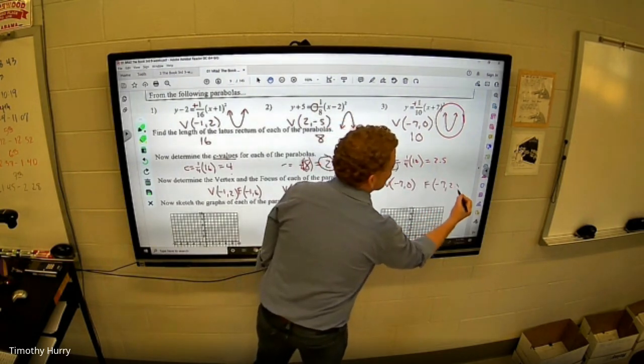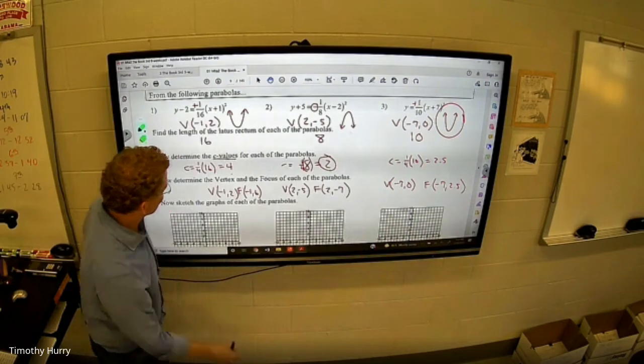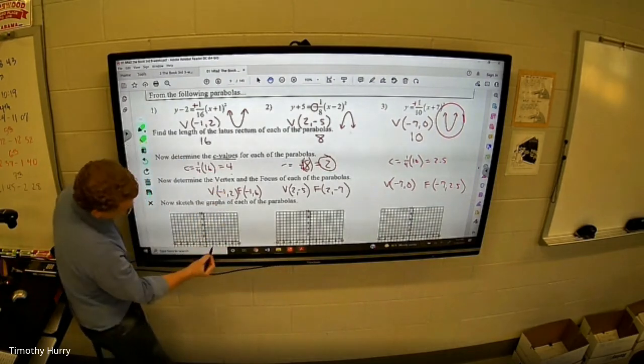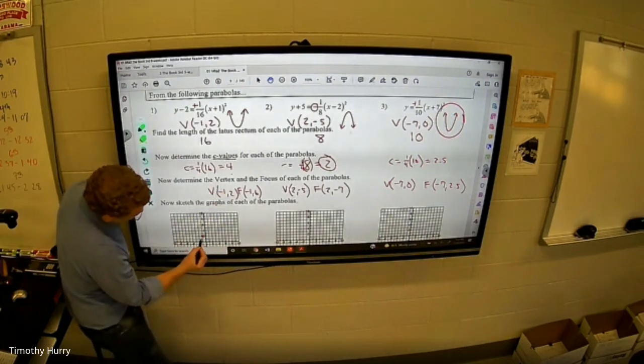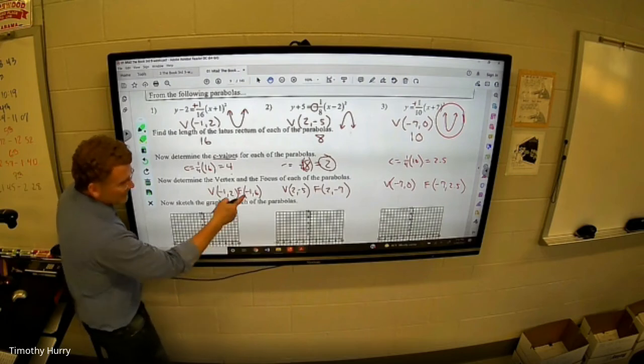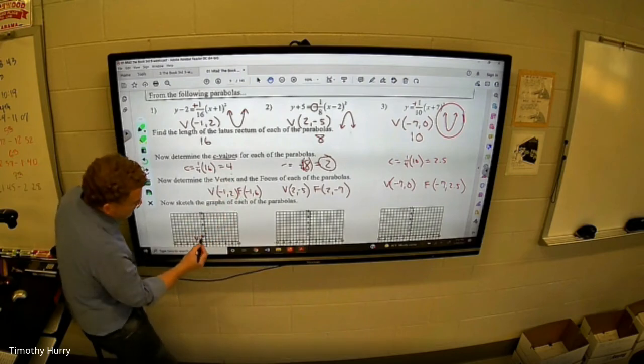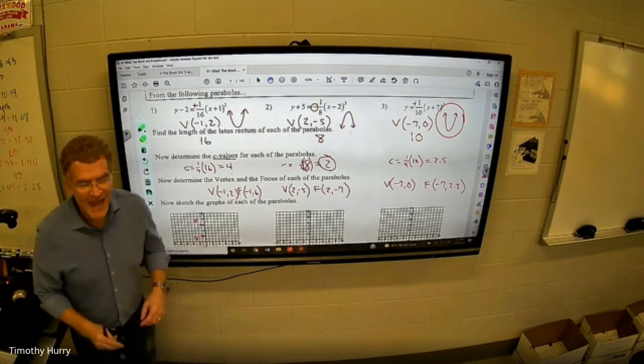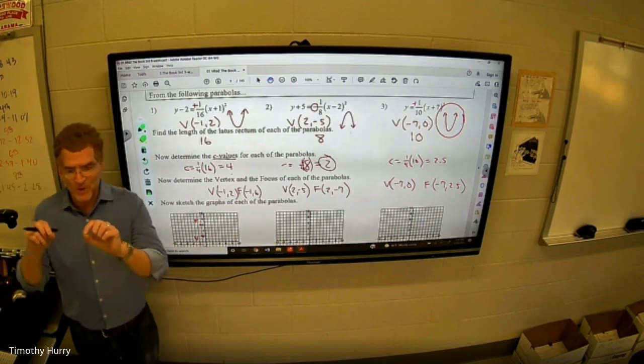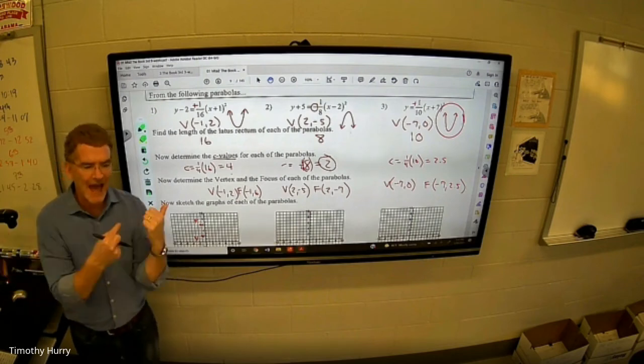And at this point, guys, look how you're home free. So here's my vertex. At -1, 2, I mark my vertex. I'm going to mark go up 4. 1, 2, 3, 4. That gives me -1, 6. There's my focus. And the latus rectum is the width of the parabola at the focus.